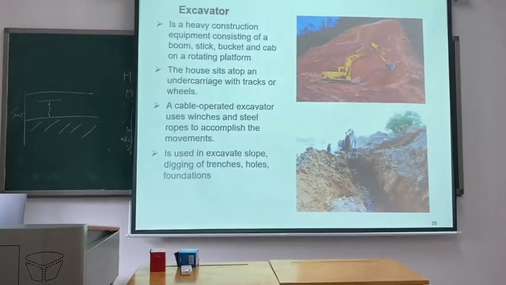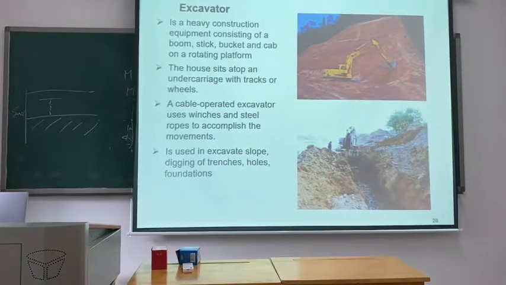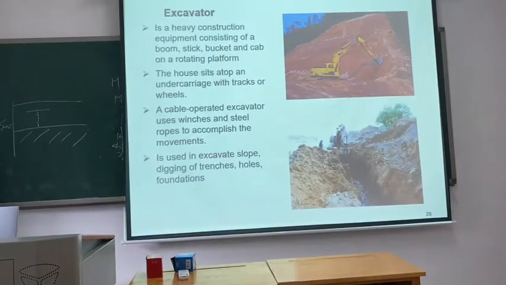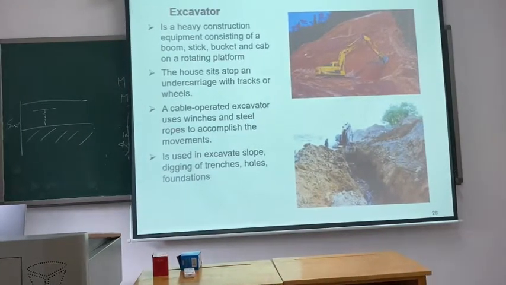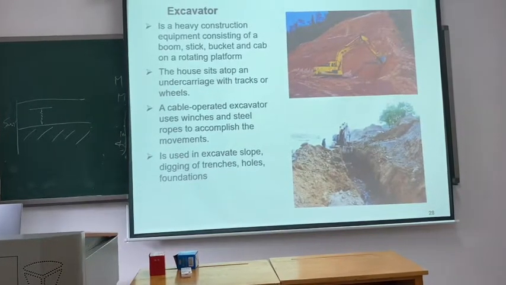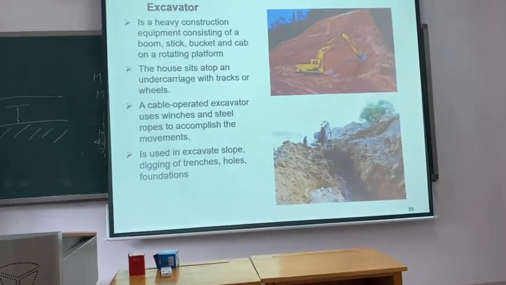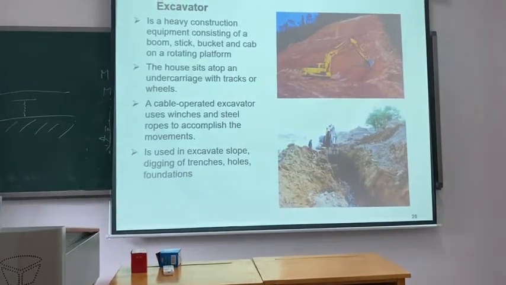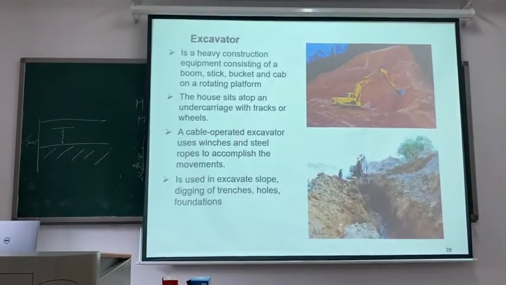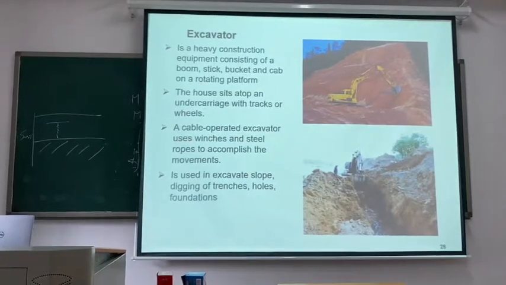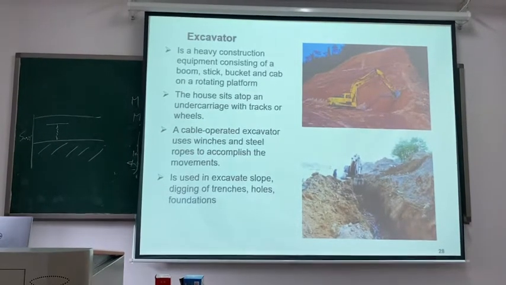Excavator. Excavator is a heavy construction equipment. It consists of a boom, stick, bucket, and a cab on a rotating platform, just like this. The house sits atop an undercarriage with tracks or wheels, and the cable operated excavator uses winches and steel ropes to accomplish the movement.